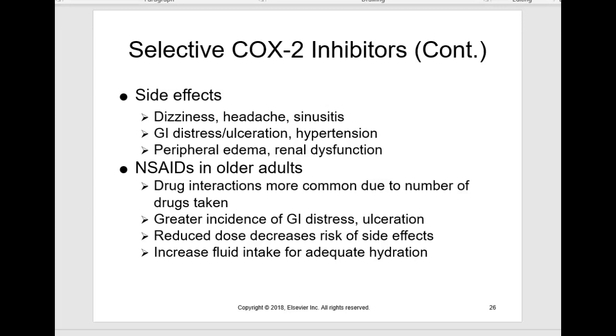The use of NSAIDs with older adults, GI distress, including ulcerations, is 4 times more common in older adults, and hospitalization is often necessary. So we're going to want to definitely watch. There's a greater incidence of GI distress and ulceration that we're going to want to monitor for. The older adults also often taking multiple medications, so the drug interactions are more common due to the number of drugs that the patient is taking. A reduced dose decreases the risk for side effects, and we want to encourage the patient to increase their fluid intake to make sure that they're having adequate hydration.